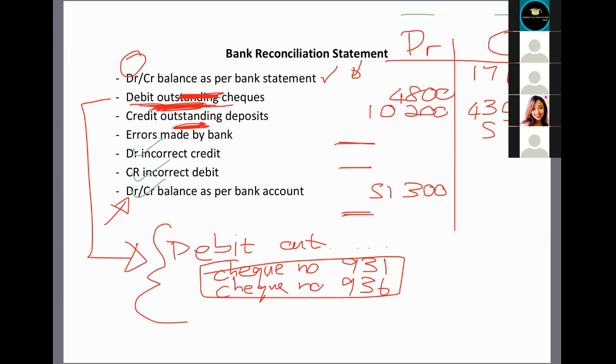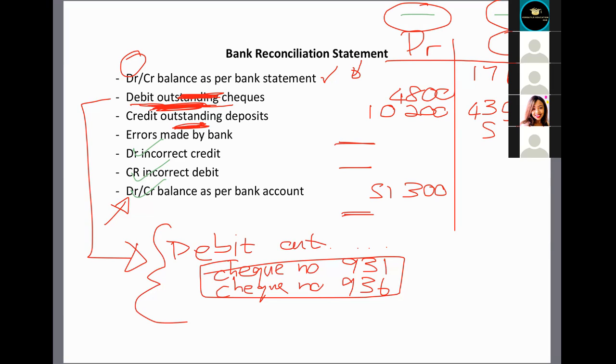So whenever you do your bank recon, start with these. Start with these on top. Put your minus above your debit and put your plus above your credit so that you remember that it becomes more on my credit side and less on my debit side. Are you guys with me? Yes, ma'am. Okay, so now that means we're done.